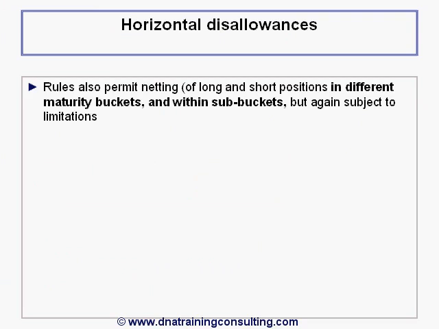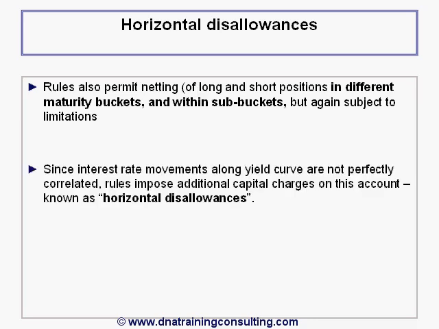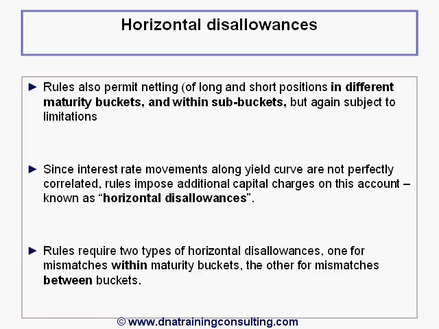The rules further allow long and short positions in different maturity buckets and within sub-buckets to be offset against one another, but again subject to some limitations. Recognizing in particular that interest rate movements are not perfectly correlated along the entire yield curve, the rules impose additional capital charges on this account known as horizontal disallowances. The framework calculates two types of horizontal disallowances, one for mismatches within maturity buckets and the other for mismatches between maturity buckets.